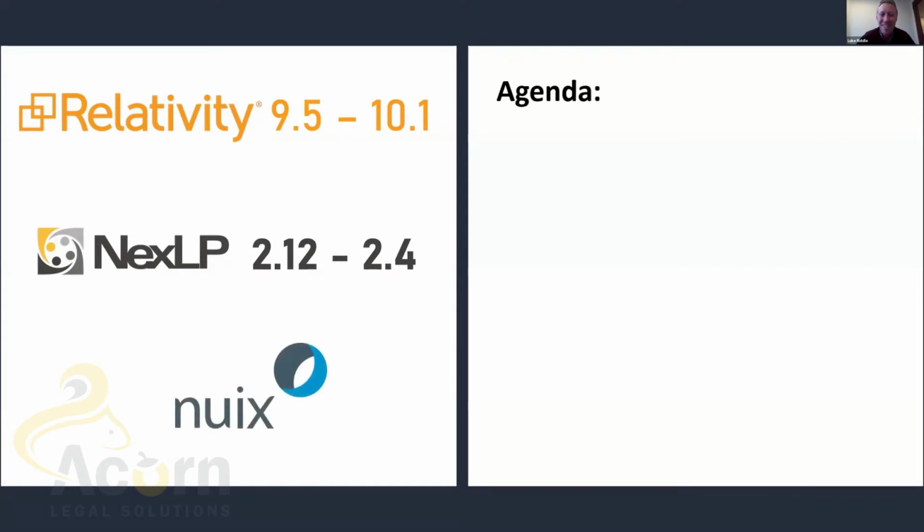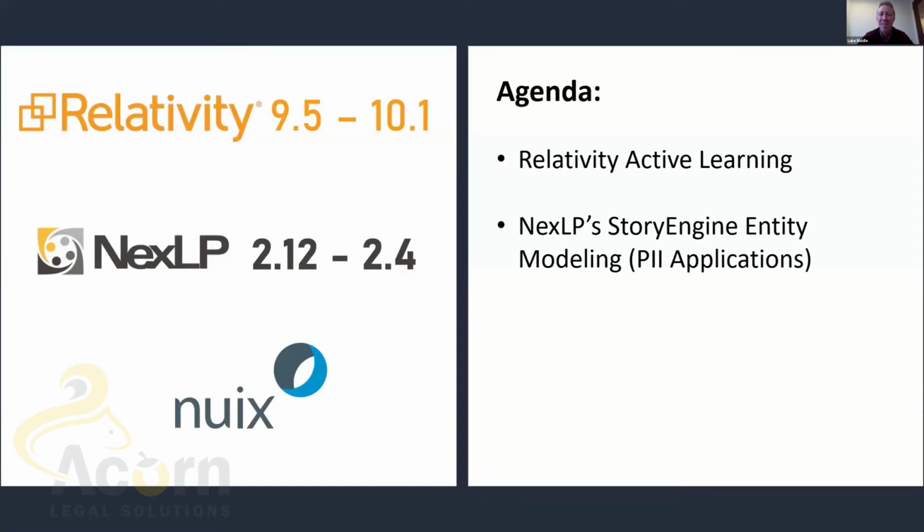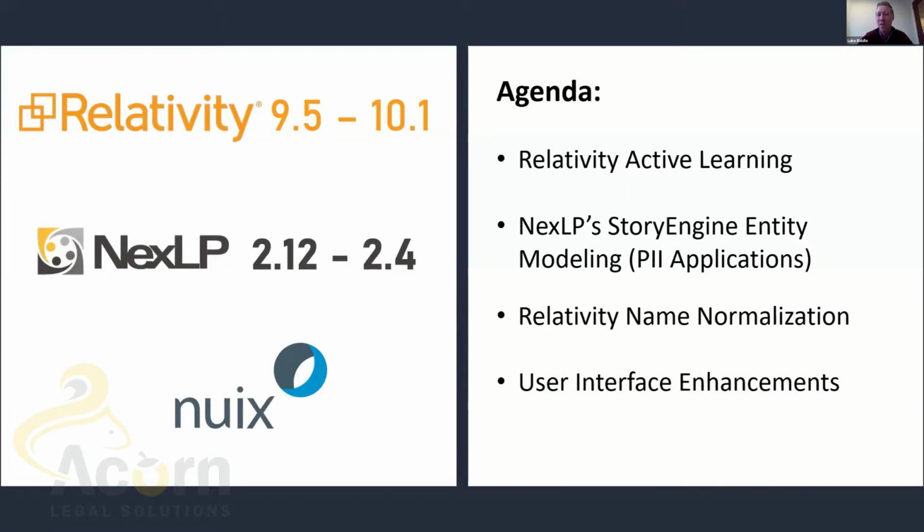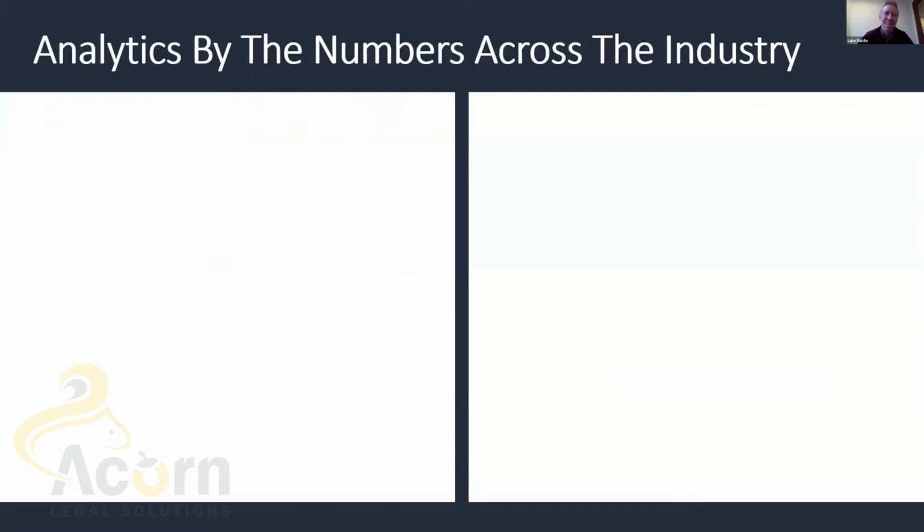All right, so on the agenda today, we're going to start off with Relativity active learning. Then we're going to follow that with NextLP's new StoryEngine entity modeling. Then Relativity's new name normalization feature. We'll wrap it all up with some user interface enhancements, followed by a Q&A. Now I'm going to hand it off to Keith to get us started.